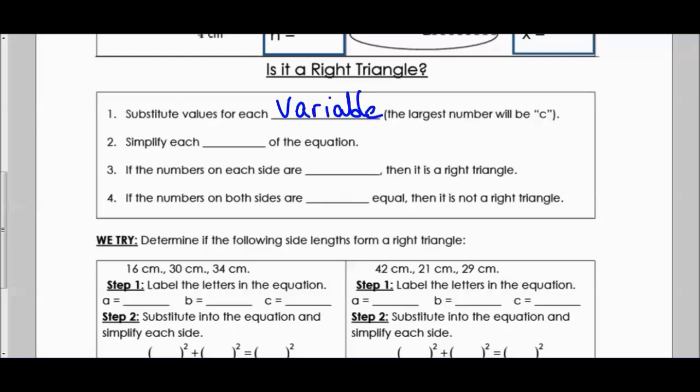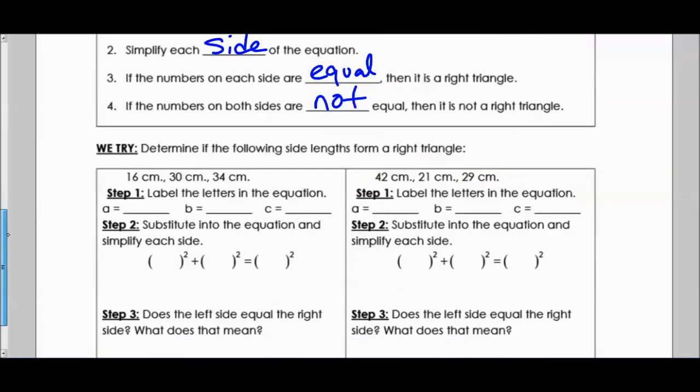We're going to simplify each side of the equation. If the numbers are equal, then it's a right triangle. If they're not equal, then it's not a right triangle. If the Pythagorean theorem doesn't work for a triangle, then it's not a right triangle.